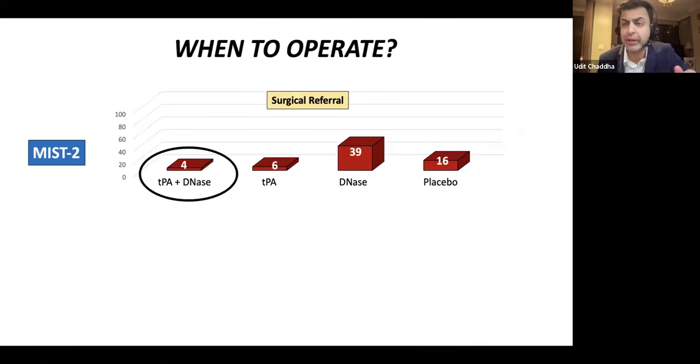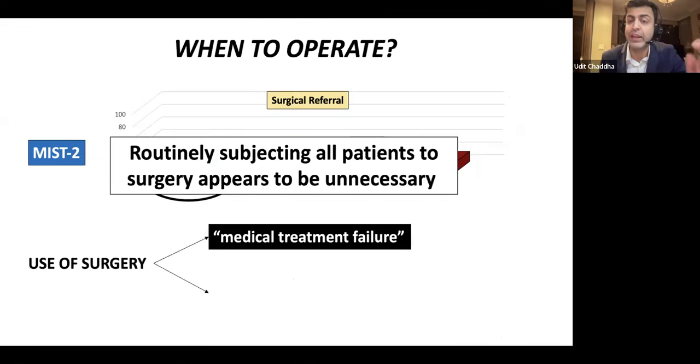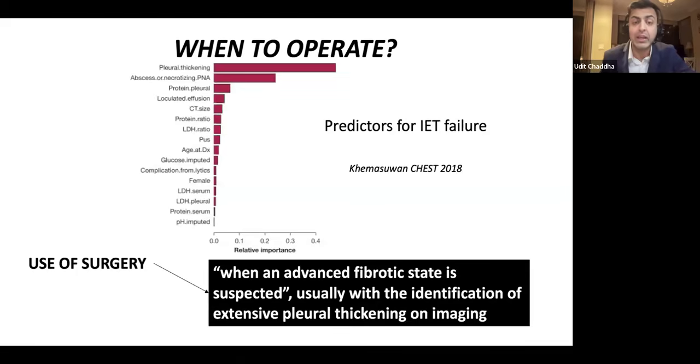So the question is, when do you operate? I'll take you back to MIST-2. There was a 4% surgical referral rate in the IET group. So if you operate upfront with everyone, you are probably going to be operating on a large number of people who would have never needed surgery and could have been treated alone medically with likely the same outcome.